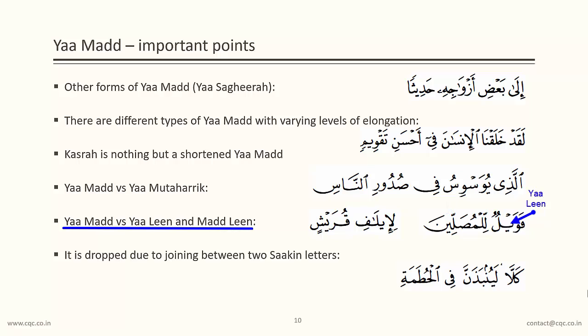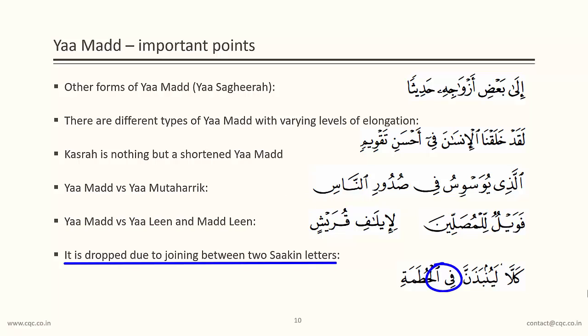recited as فَوَيْلٌ لِلْمُصَلِّينَ. The next example shows a Ya Madd along with a Madd leen in the same verse. لِإِيلَافِ قُرَيْشٍ. All these concepts will be covered in great detail in the future sessions, inshallah. Finally, just as we learned for the previous two mudud, even the Ya Madd is dropped due to joining between two sakin letters. For example, fil hutamah. So we will see why the Ya Madd in fi was dropped because of joining between sakin letters.